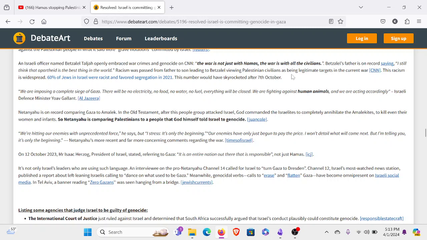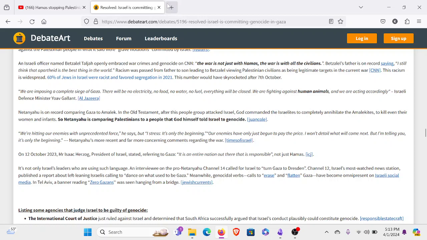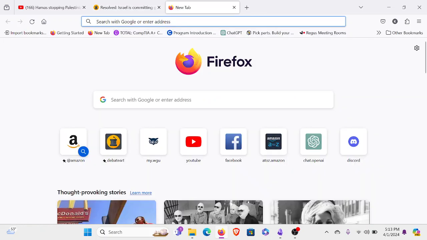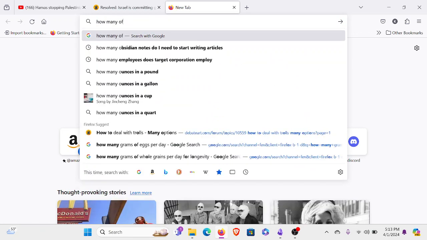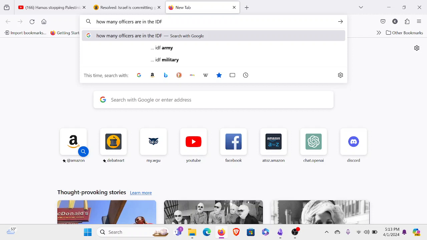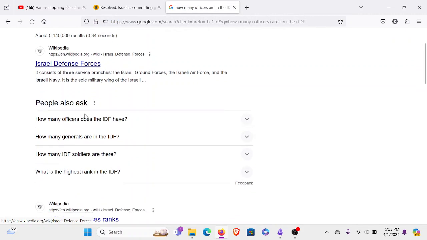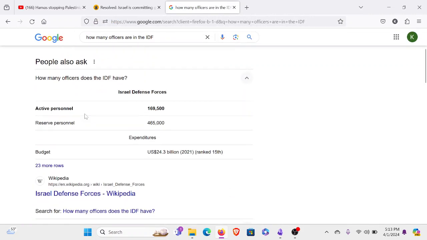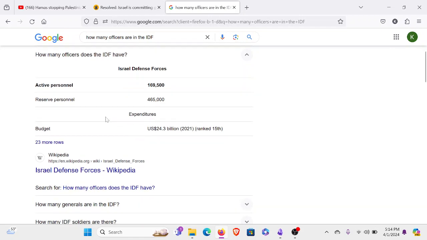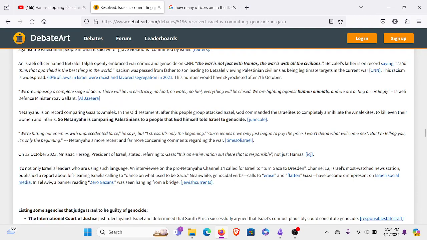Okay, at best this proves racism, and it proves one officer. How many officers, by the way, are in the Israeli military? Is that even something we can Google? How many officers are in the IDF? I don't know how many it is. Active personnel, 165,000. So at least probably 10,000 officers. I mean, that's not exactly an indictment against everybody.